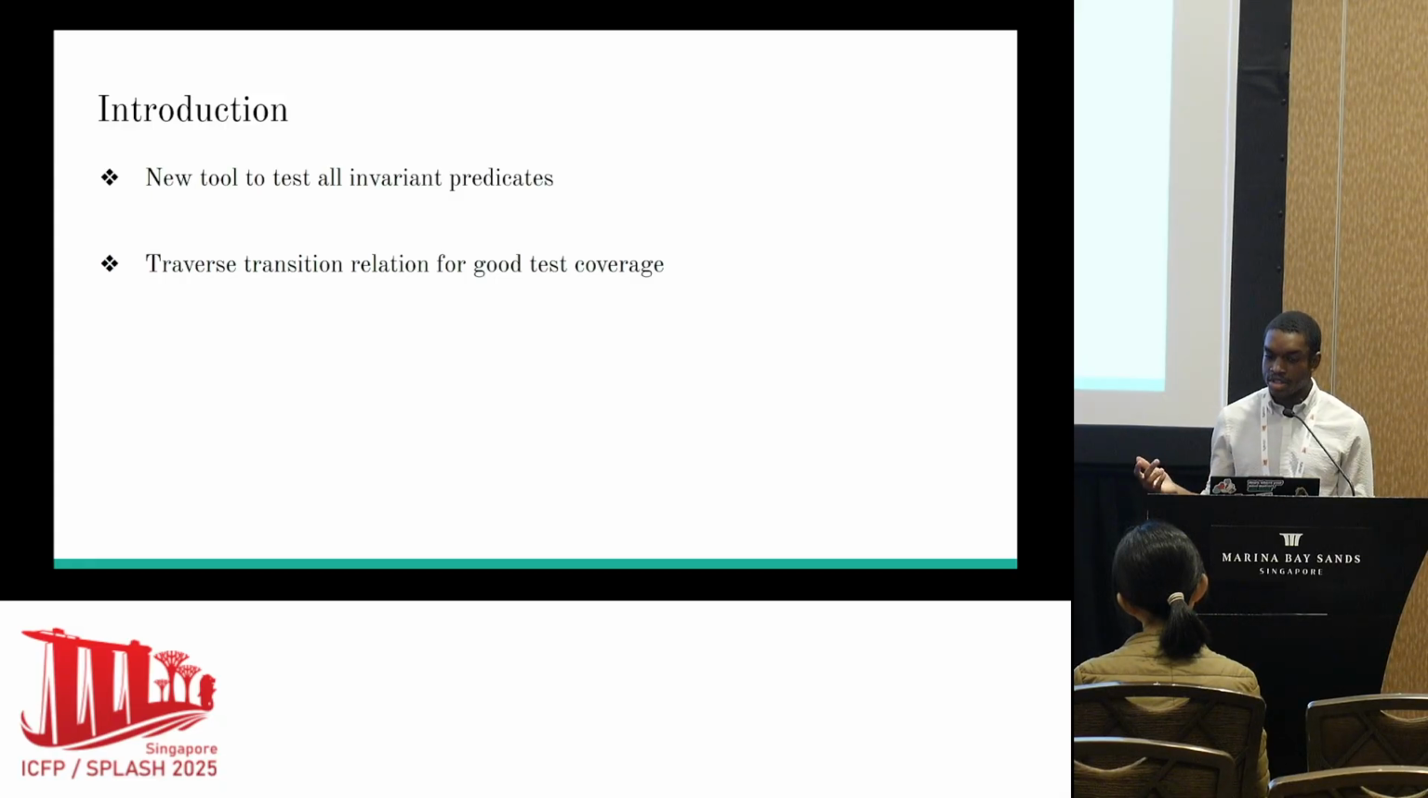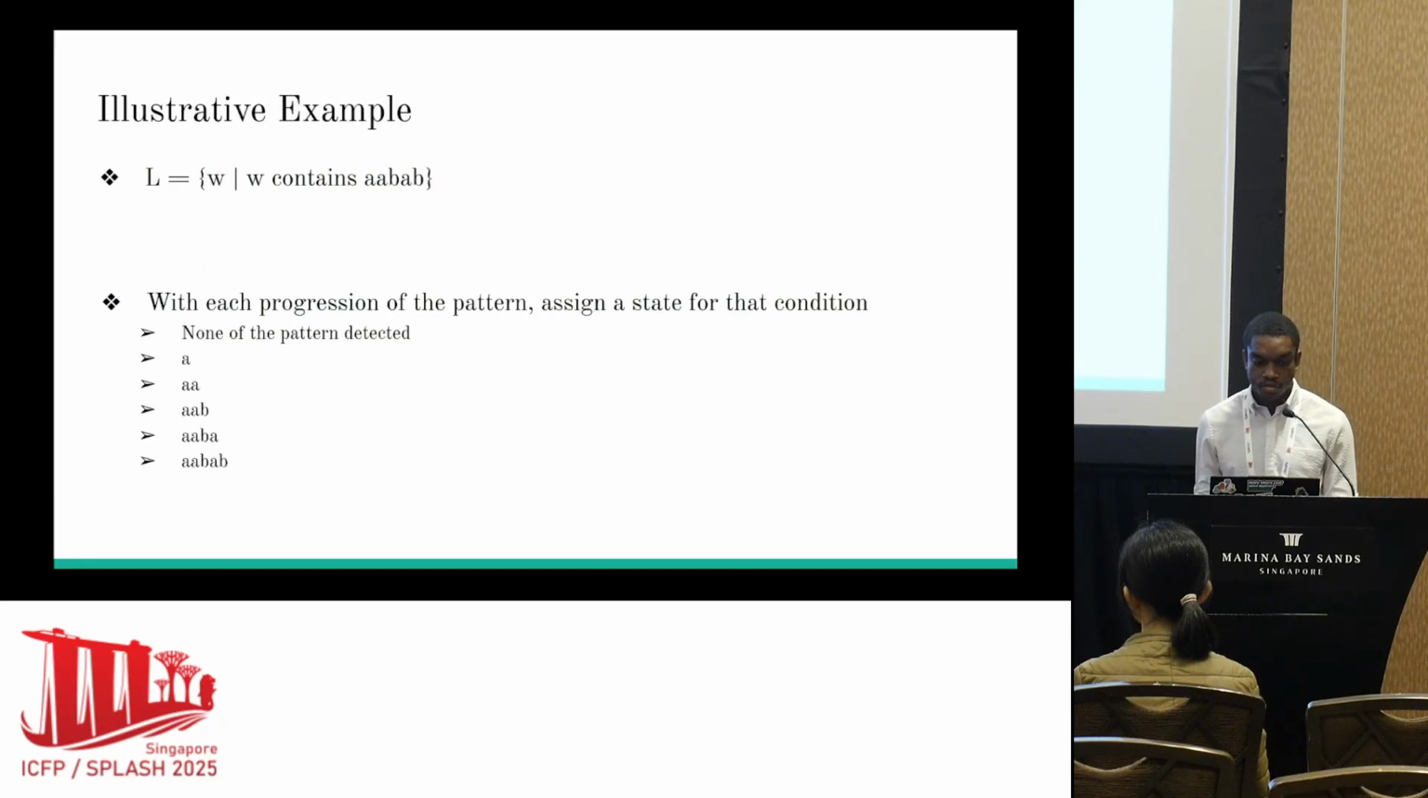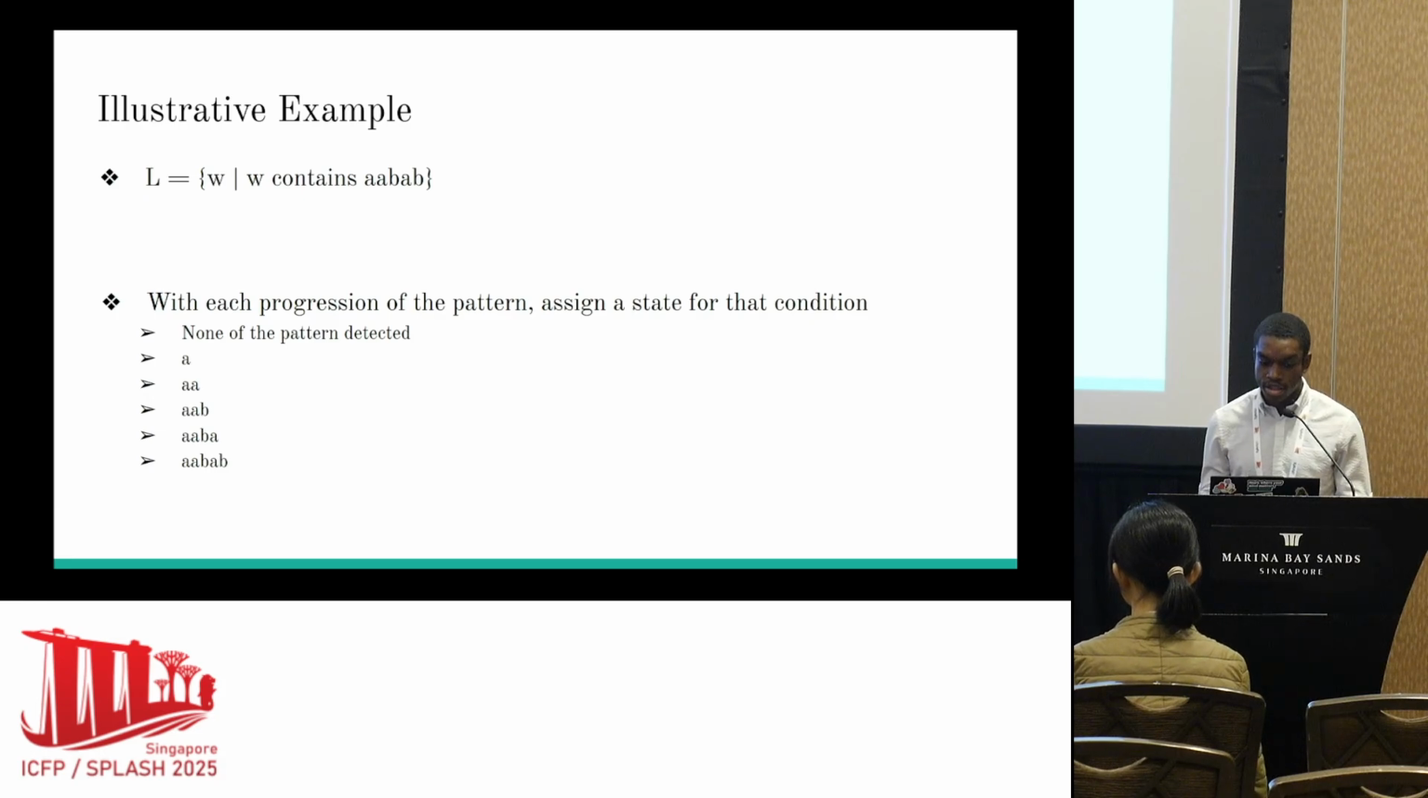So today we'll be presenting a tool that automatically tests all invariant predicates by traversing a transition relation that students develop, to provide a thorough test suite for their invariant predicates. Before I get into the implementation, we should first highlight FSM and how students are able to program within it. We'll look at a DFA for the language where all words contain the pattern A, A, B, A, B. The design idea for this machine is that each state will contain a different progression of the pattern. For example, the starting state will have none of the pattern detected, and the final state will have the pattern A, A, B, A, B detected.